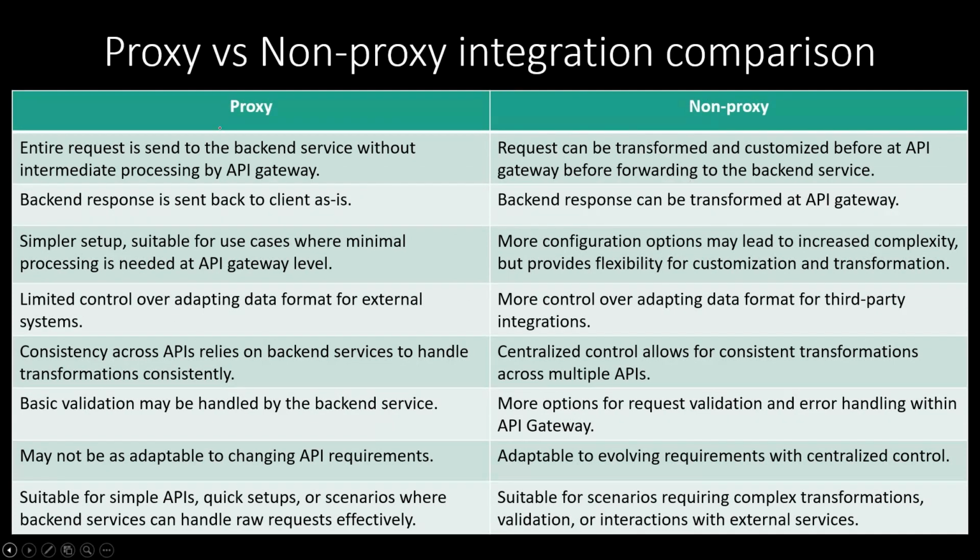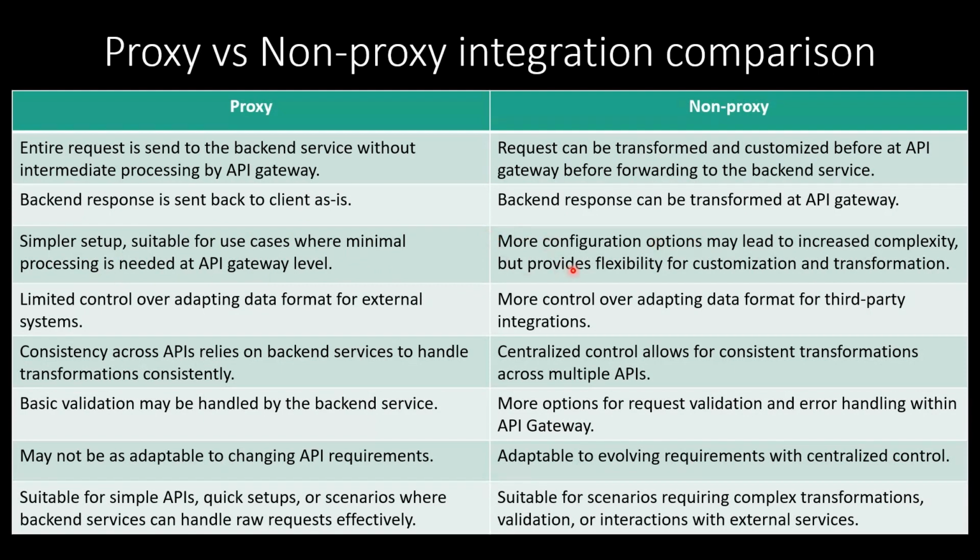So the first thing is, in proxy the entire request is sent to the backend service without intermediate processing by the API gateway. And in non-proxy, requests can be transformed and customized at the API gateway before forwarding it to the backend service. In proxy, the backend response is sent back to the client as is, whereas in non-proxy, the backend response can be transformed at the API gateway. Then another point is, in proxy, the setup is simple and it is suitable for use cases where minimal processing is needed at the API gateway level.